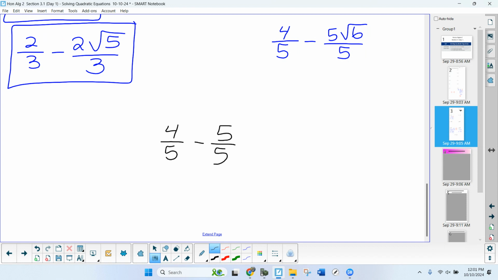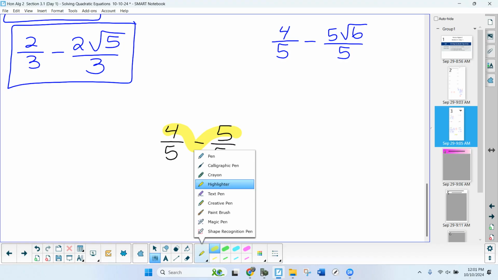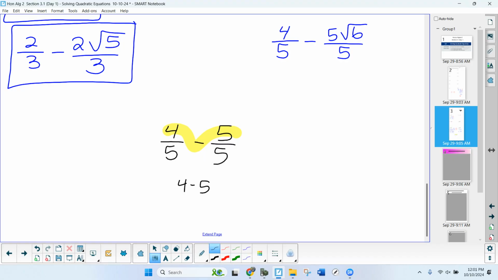how would you guys subtract this fraction? What math would you guys do to subtract this? You do 4 minus 5, and then you put it over what? So do you see how I'm allowed to go backwards? So going backwards, I'm just doing 4 over 5 minus 5 over 5.